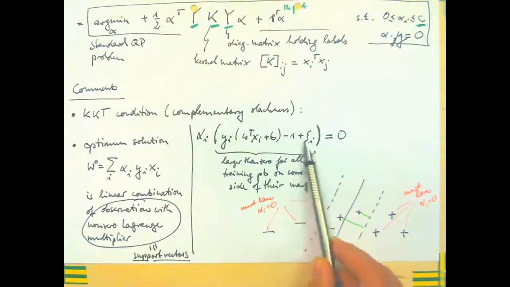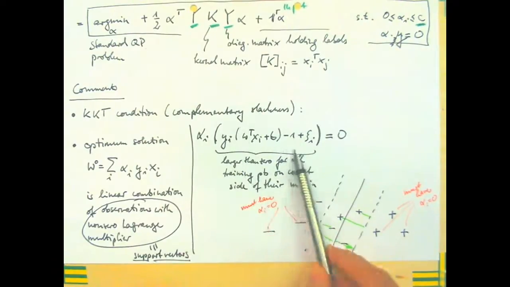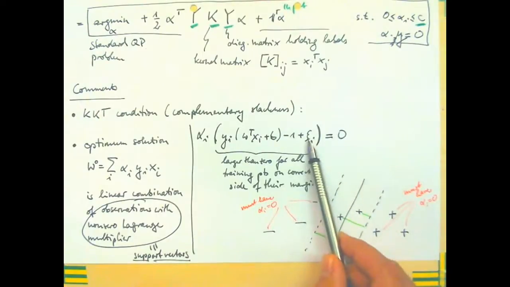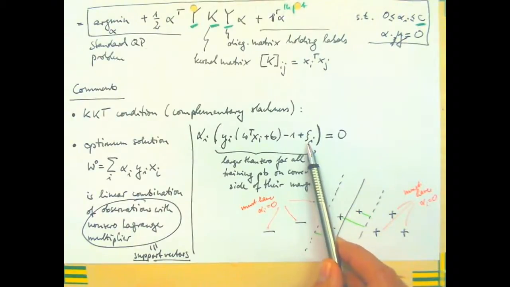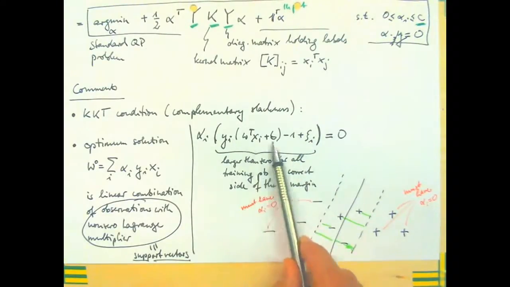cannot be 0. If a point lies on the correct side of the margin, then it will have no slack. No slack is required. And remember that slack appeared in the primal objective function, and the program was explicitly asked to minimize it. So this thing will be 0, and this will be some number larger than 0.